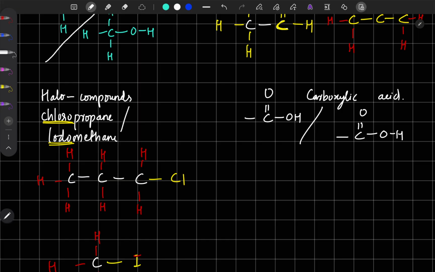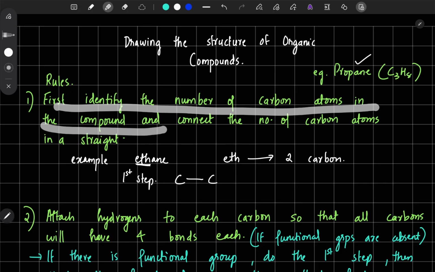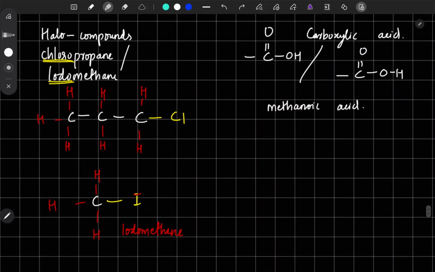So let us take some examples. Let us take methanoic acid. Okay, methanoic acid. So meth. Why am I focusing on meth? Because our first rule is what? Identify the number of carbon atoms in the compound and connect them in a straight chain. So that is our first step. That is why I am doing it. So meth means what? Only one carbon atom.